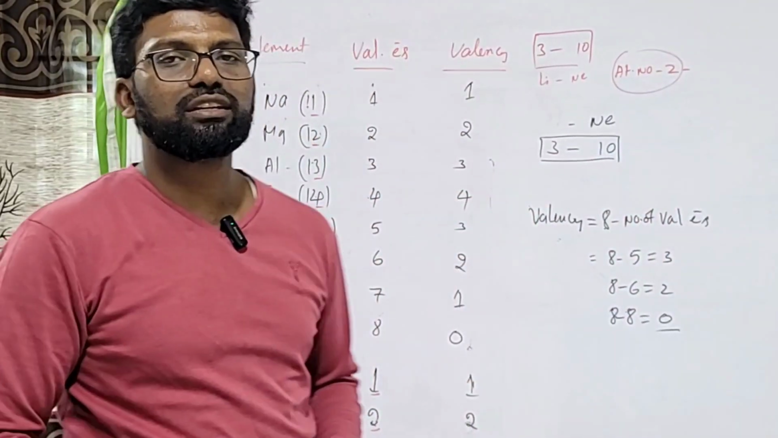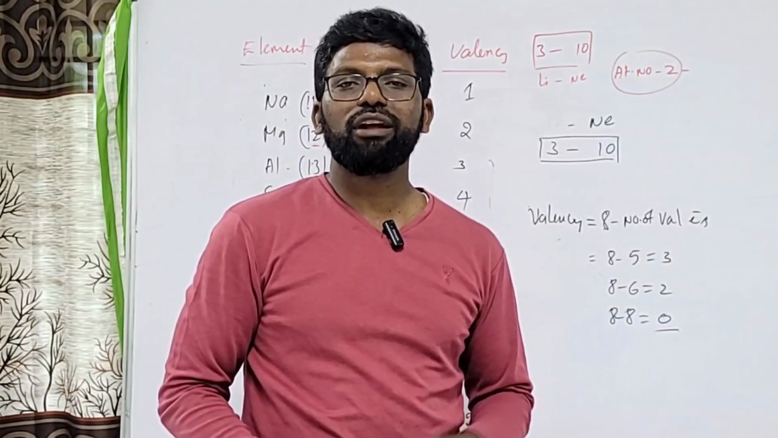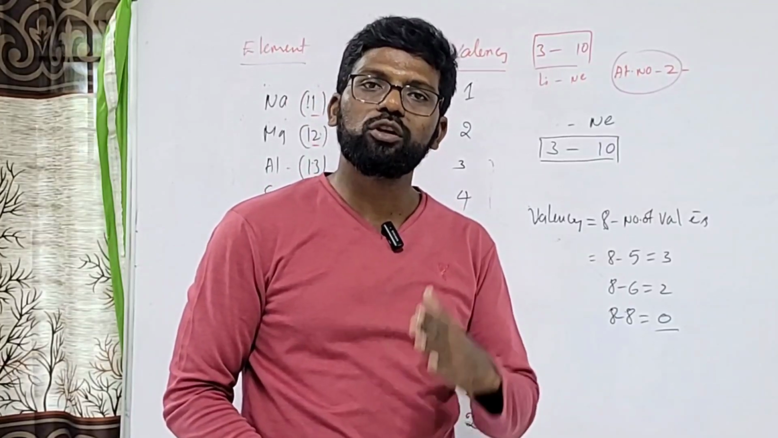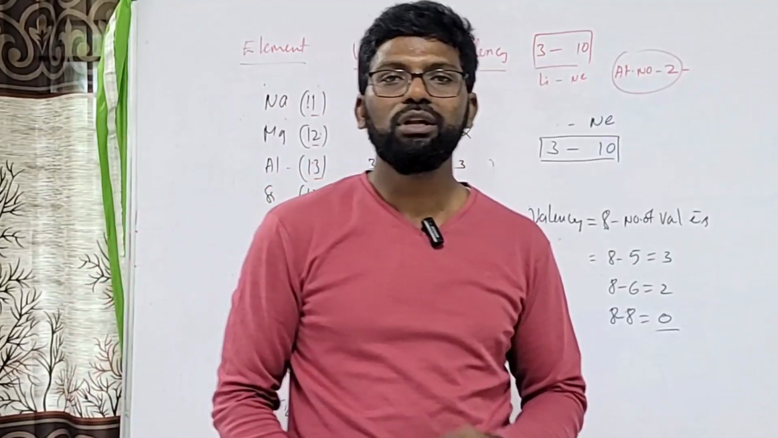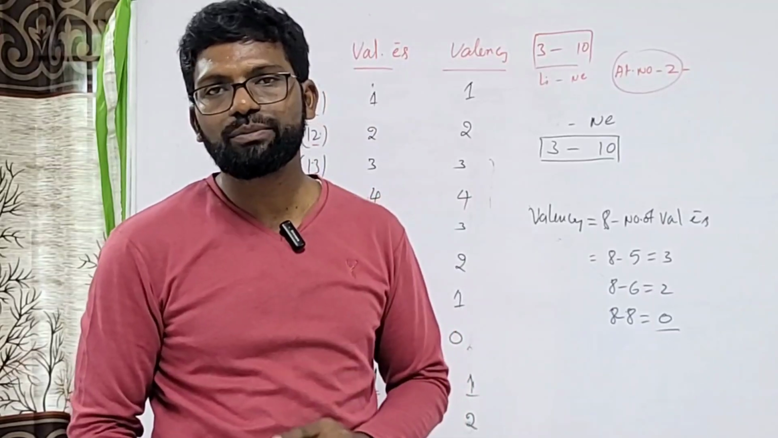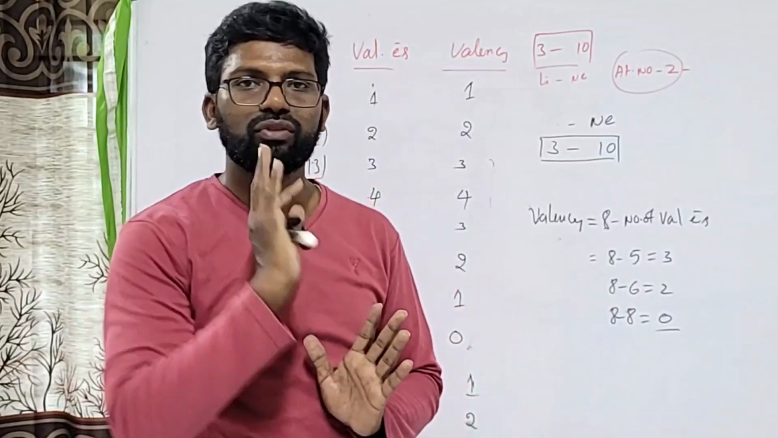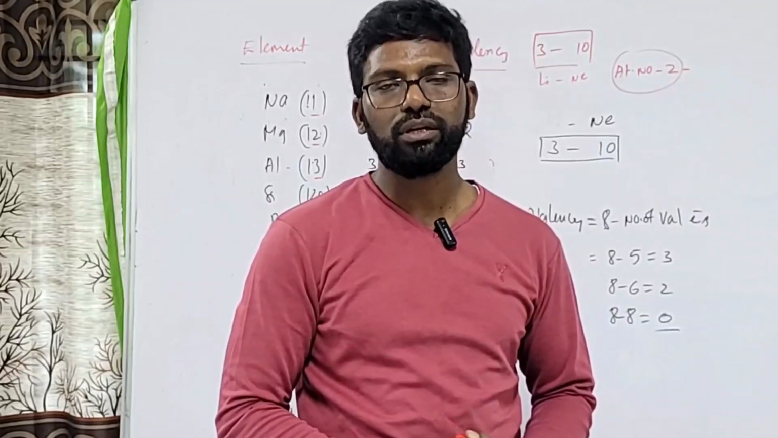You will get the number of valence electrons. From the number of valence electrons, you can find the valency of any element. If the number of valence electrons is up to 4, its valency will also be equal to that number. If the number of valence electrons is more than 4, then we have to see the difference between the number of valence electrons and 8, that is 8 minus the number of valence electrons. You will get the valency of that particular element.